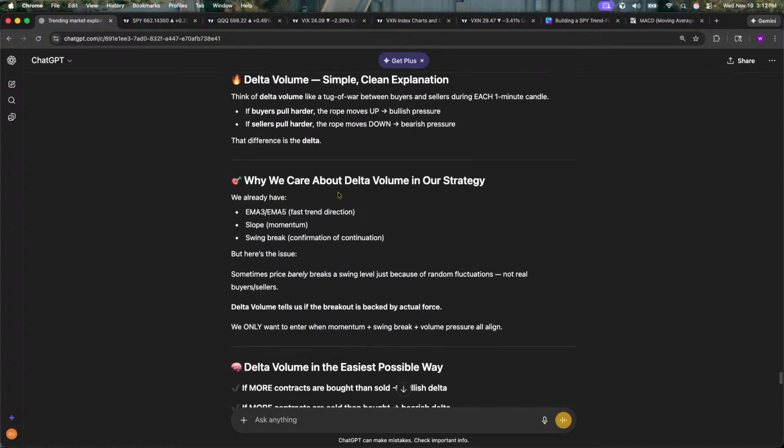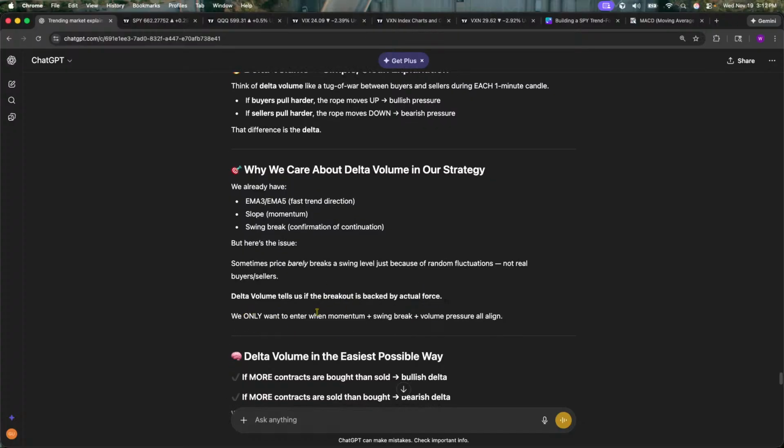So why do we care about delta volume in our strategy? We already have the EMA 3 and 5, the fast trend direction. We already have our slope for the momentum. Our swing break confirms the continuation. But here's the issue. Sometimes price barely breaks the swing levels because of random fluctuation, and it's not real buyers or sellers. The delta volume tells us if the breakout is backed by actual force.